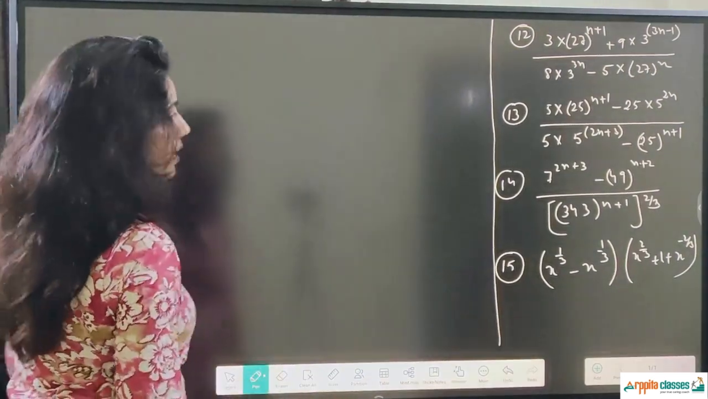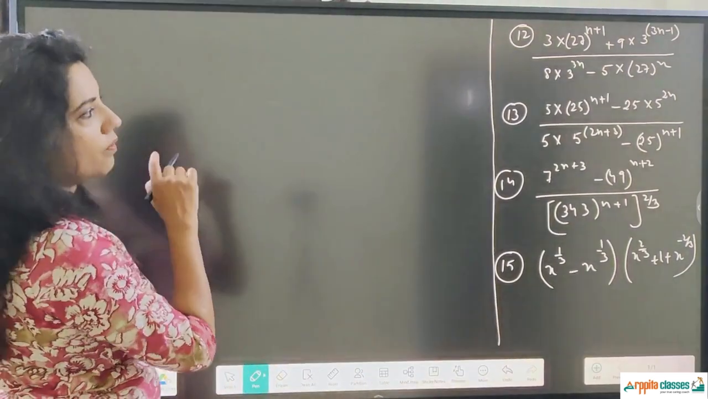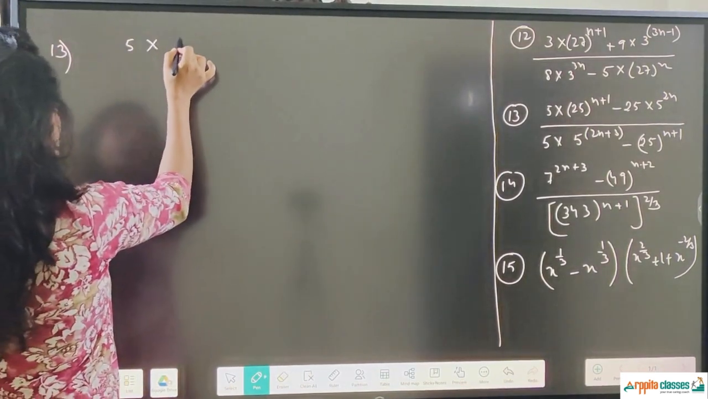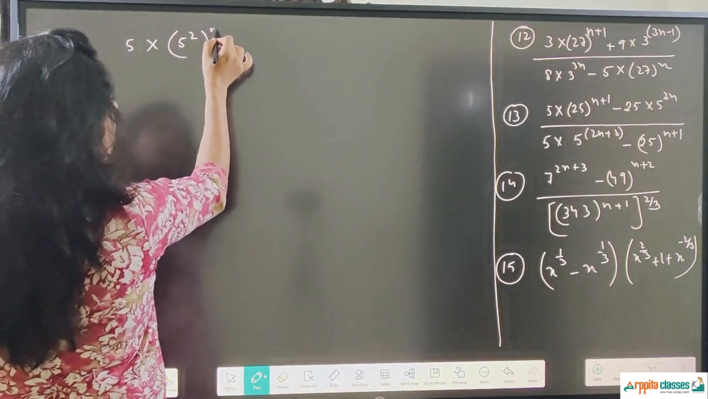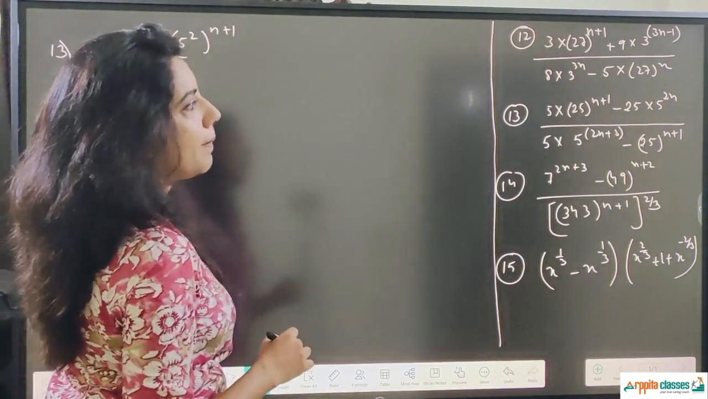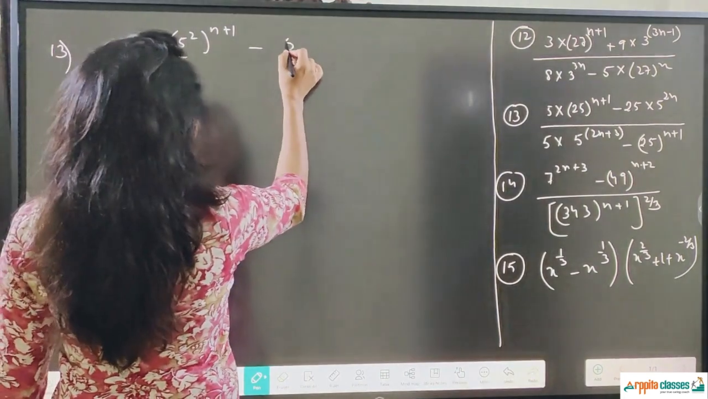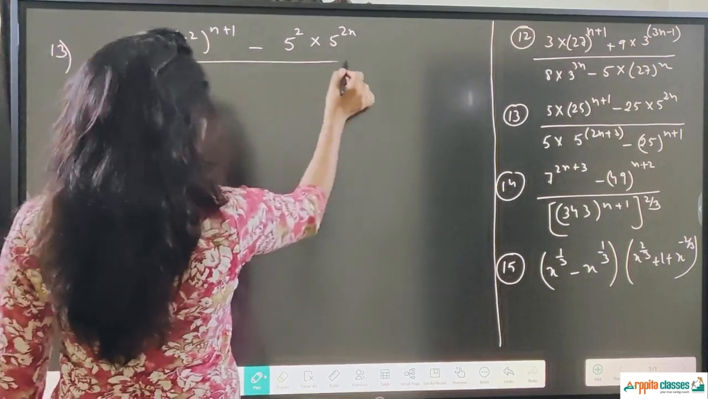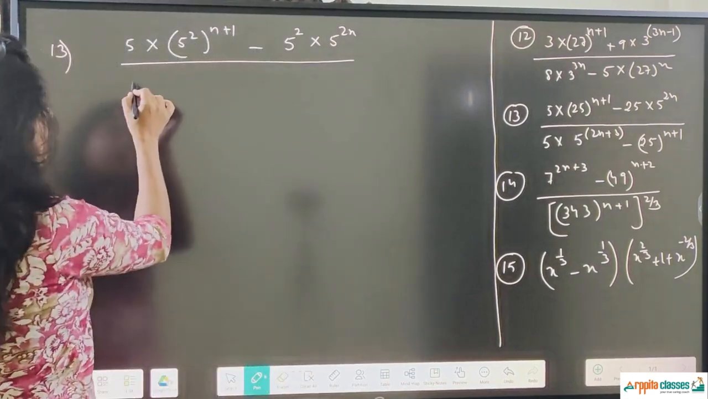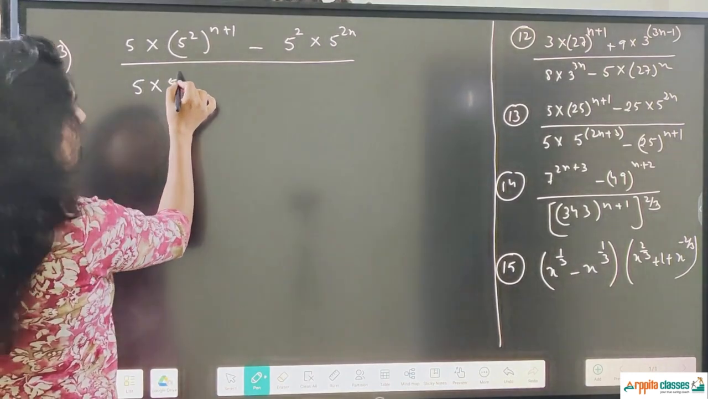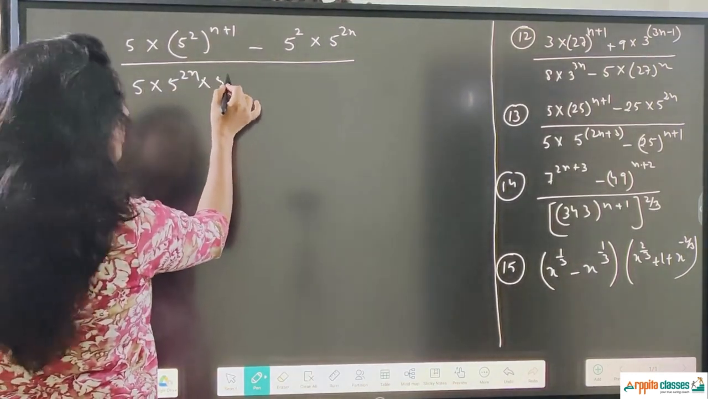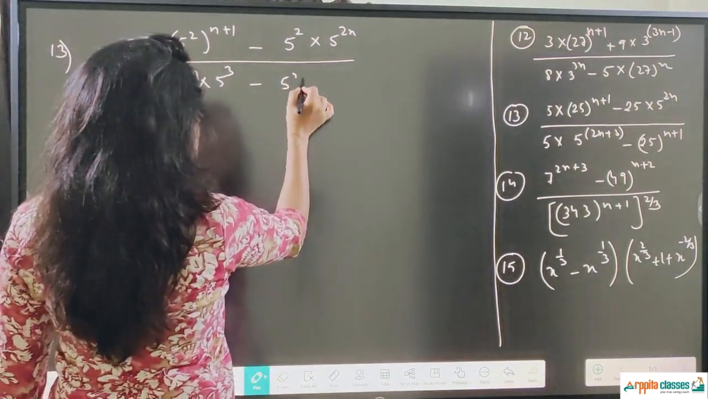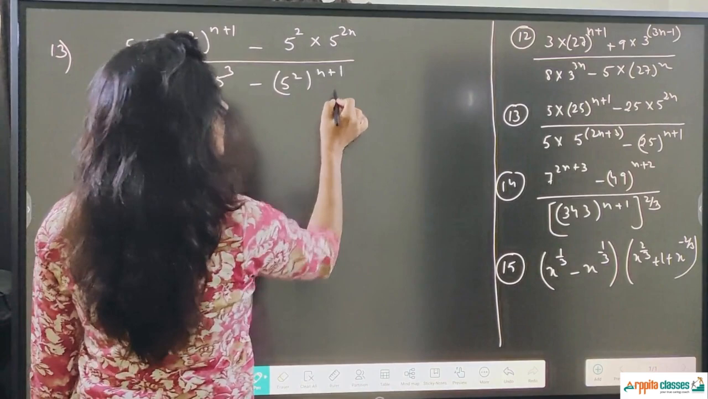Okay. Same in all the sums. 13. 5 into 25 to the power n plus 1. So 5 into 25 is 5 square whole to the power n plus 1, minus 25, so that is 5 square into 5 to the power 2n, divided by 5 into 5 to the power 2n into 5 cube. I have split this up. Minus 25 is 5 square and that whole to the power n plus 1.